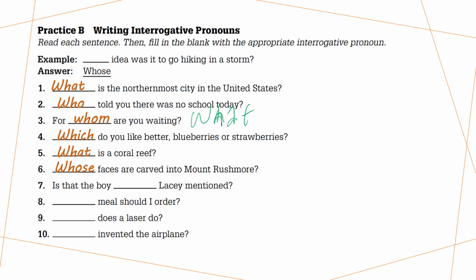Then we have number seven. Is that the boy Lacey mentioned? So here I'm talking about a person, therefore I will use whom. Is that the boy whom? I cannot use here who. If it is in an informal context, yes, but here we are not. So it is whom. Also it is whom we use it as an object of the verb. All right, so is that the boy whom Lacey mentioned? Yes, that's him. The answer would be him, object pronoun, not subject pronoun.